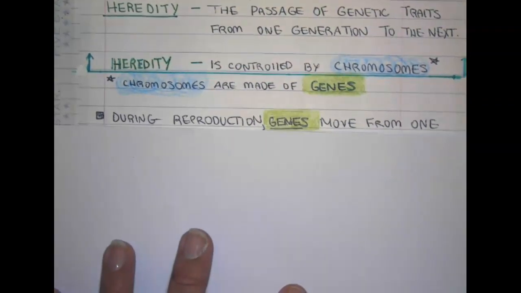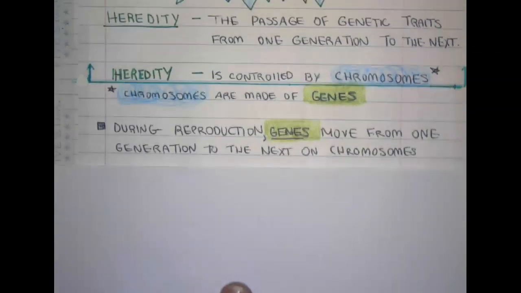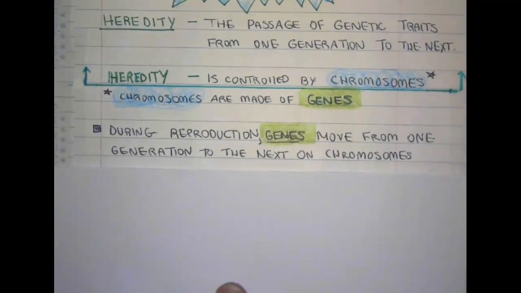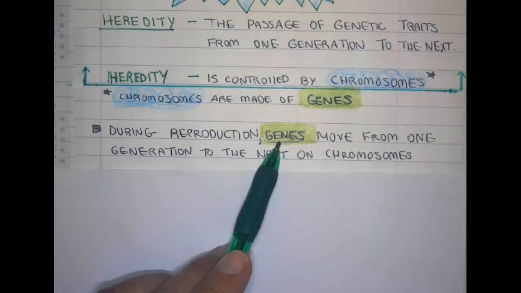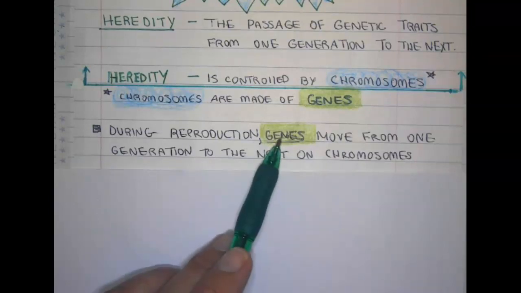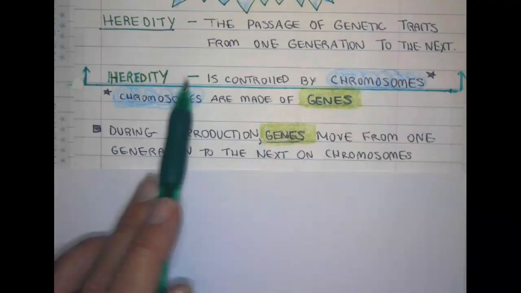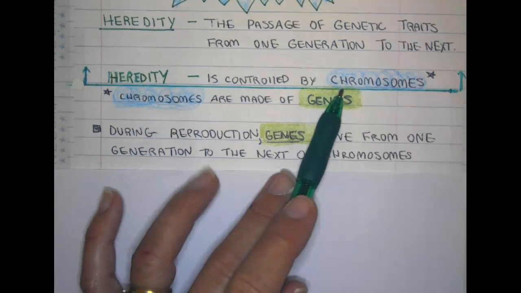During reproduction, genes move from one generation to the next on chromosomes. So we said earlier in the notes that our genes, our genetic traits, are passed from one generation to the next. So if they're passed from one generation to the next, they are passed on the chromosomes. Therefore, our heredity is controlled by the chromosomes.